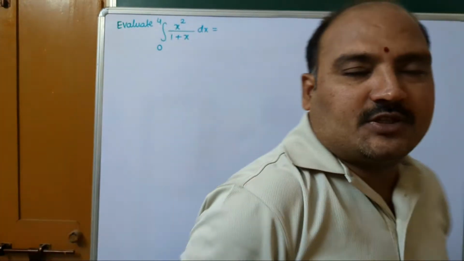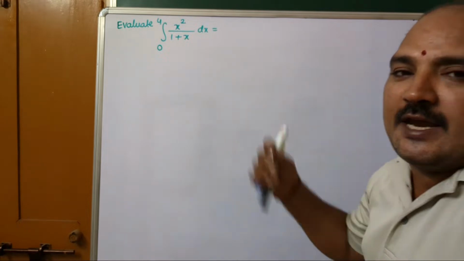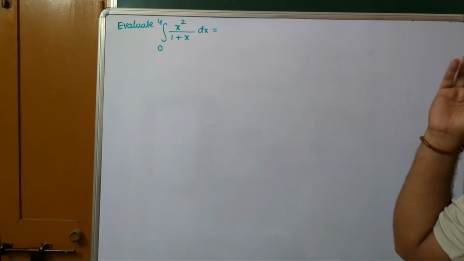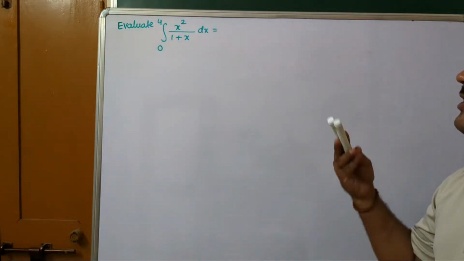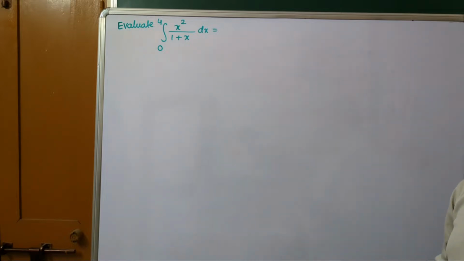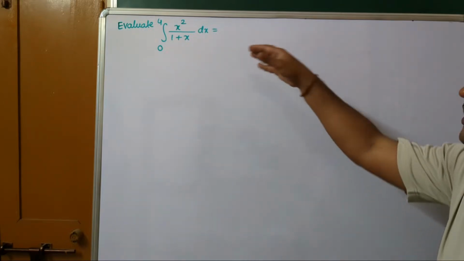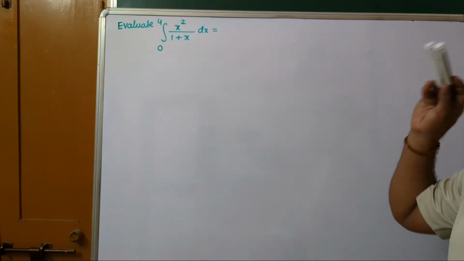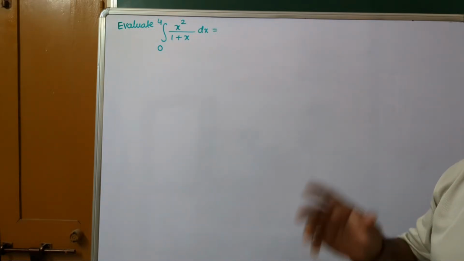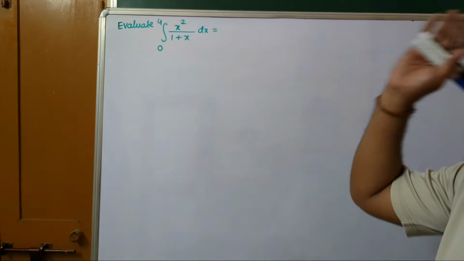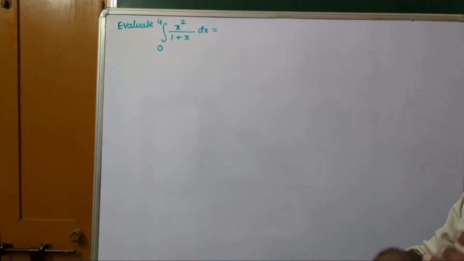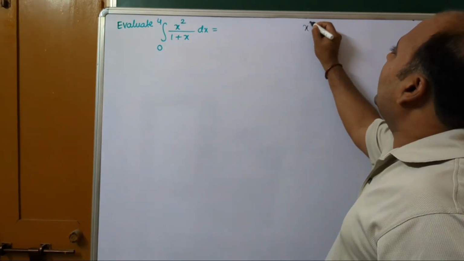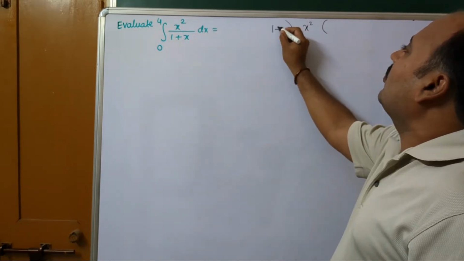So in the previous questions, both numerator and denominator degree is same, or numerator degree is less than denominator degree. That time we applied proper formulas. But in this case, if you observe, numerator degree is 2, denominator degree is 1, it is an improper fraction. Whenever it is an improper fraction, first you have to convert into a proper fraction by doing actual division. What is actual division? x square you have to divide with x plus 1 or 1 plus x.